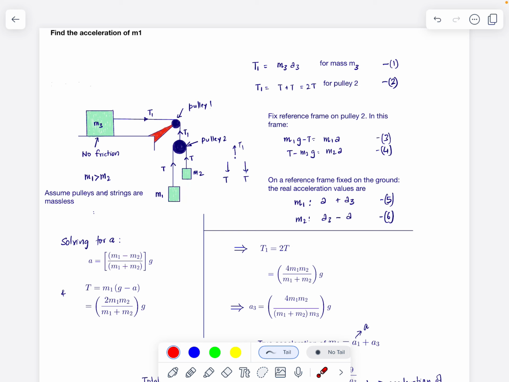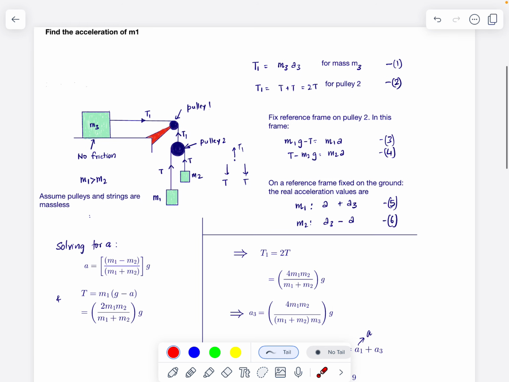So now, if we see here, the tension in this segment is equal to the tension here. The tension in this segment is equal to the tension there. And why is that? Because these strings are taut. And so the consequence of that is that the acceleration of m3 is equal to the acceleration of pulley 2. Pulley 1 doesn't move here.